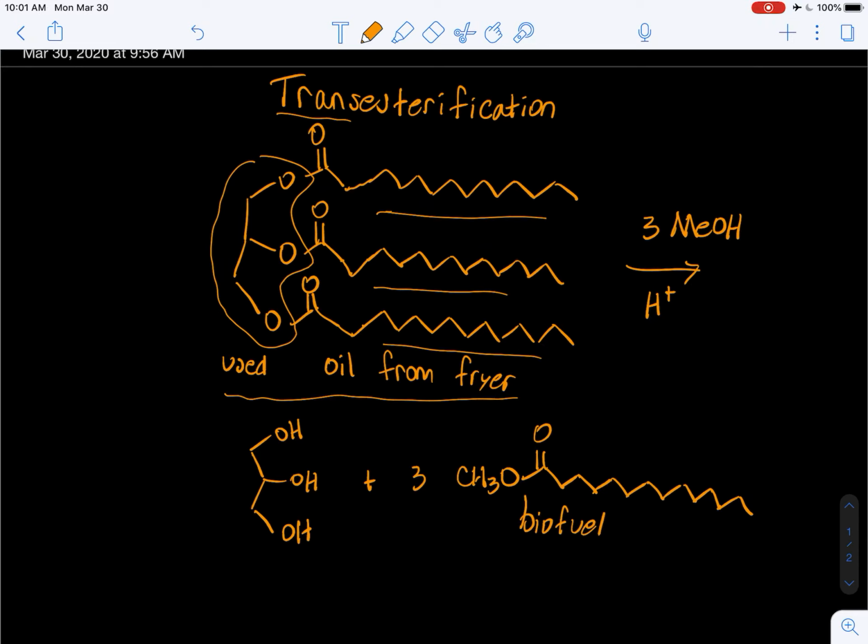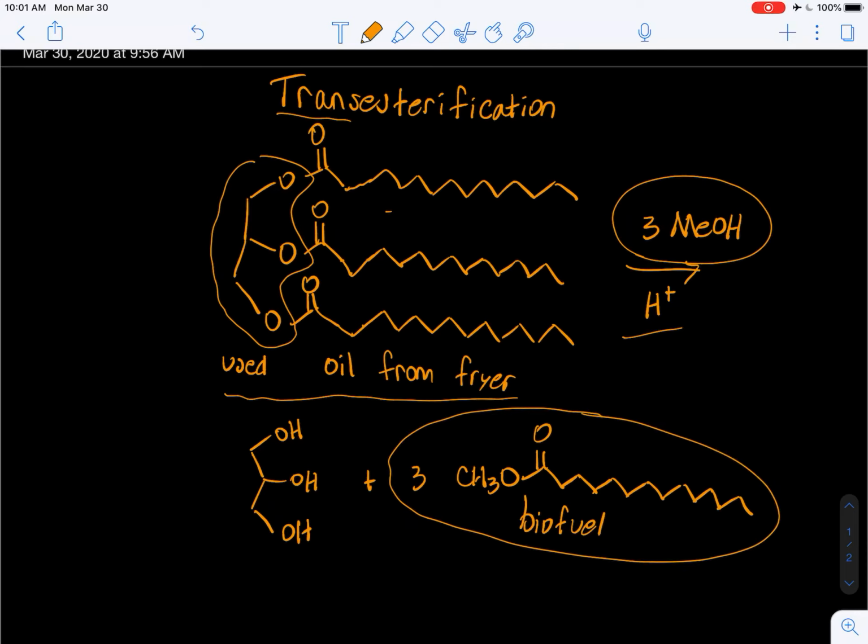Now, in the transesterification process to make biofuel, 3 equivalents of methanol are added along with an H+ catalyst, sulfuric acid or whatnot, and this can transform this molecule into 3 equivalents of biofuel that can be used in gasoline engines, things like this. Oil directly from the fryer can be placed into diesel engines with some success. So it depends on where you're burning this and how you're using this to power something.